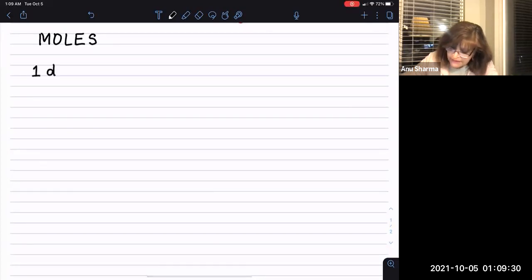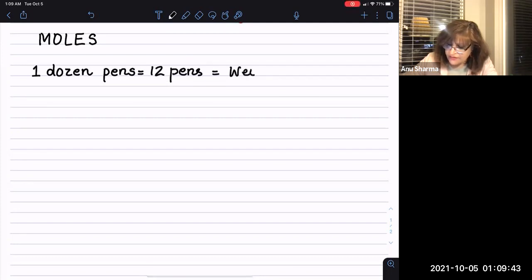So here's the thing. Just like you have a dozen, and 1 dozen means 12, right? So 12 of anything. Same is the case, there is a unit for moles, and that mole is also a certain number of particles. Okay, so let's look at this. For example, if you have 1 dozen pens, this clearly means that there are 12 pens, and these 12 pens have a certain weight, and that weight is only of 12 pens.